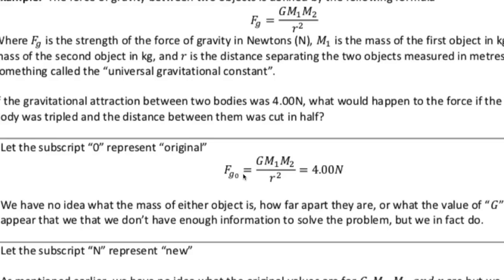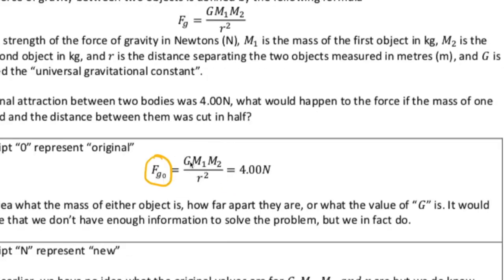So we start off with the equation. With this equation, we have Fg naught. The 0 stands for the original. I don't know what the G is, I don't know what the M1 is, I don't know what the M2 is, and I don't know what the R is, but I know all of these things combined in this way are equal to 4 newtons.